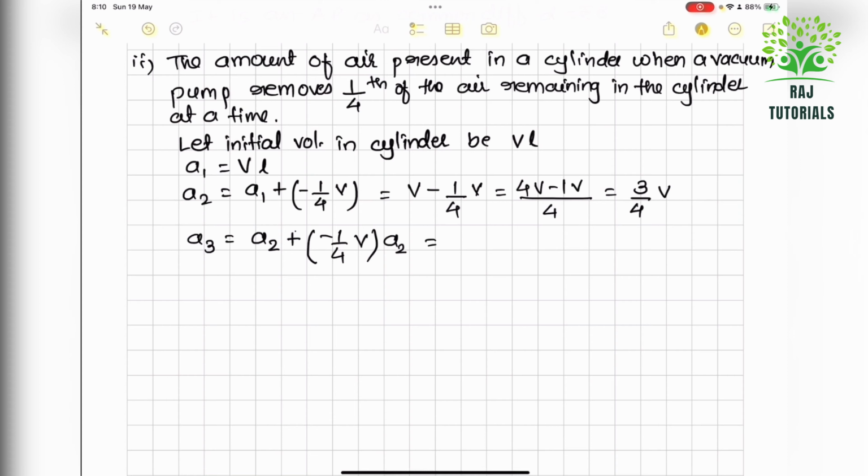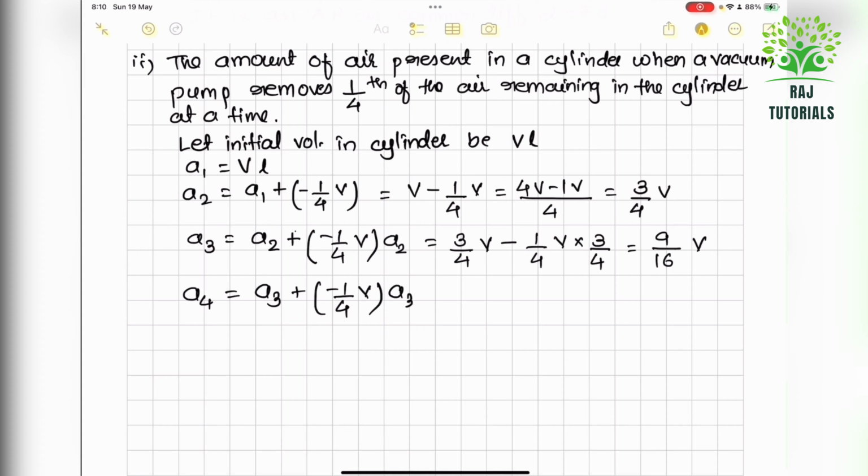So that is A2. Then A3 is 3/4 V minus 1/4 V into 3/4. So if I solve this, I will get 9/16 V. Same way A4 will be A3 plus minus 1/4 V of A3.